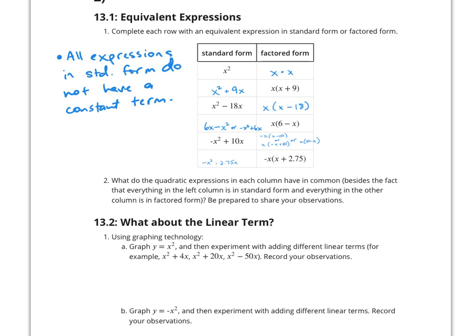Okay. So if we ask ourselves from these expressions, what can we predict, if anything, about the features of the graph that represents them? Let's think about this. If there's no constant, that means the y-intercept is going to be (0, 0). So they all have the same y-intercept. Now, if we look at the factored form, what do we notice that they all have in common? Well, they are all in the form of x or negative x times a sum or difference.